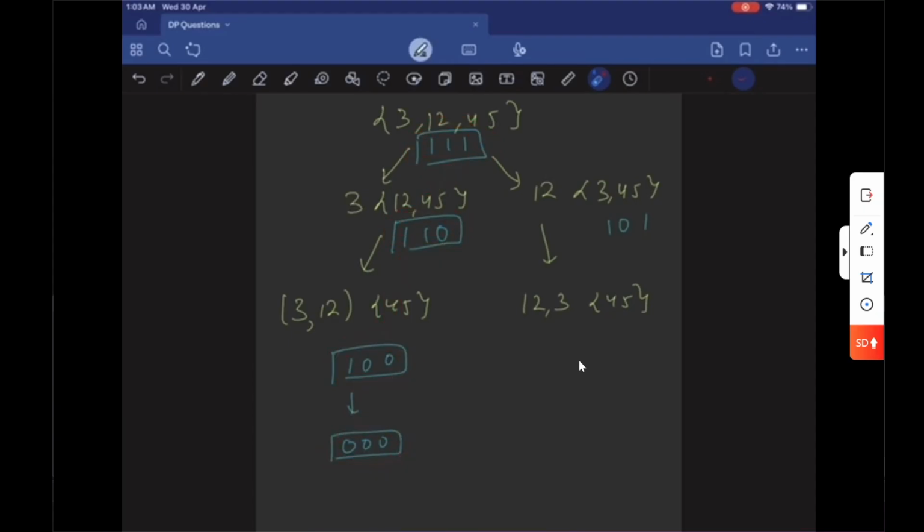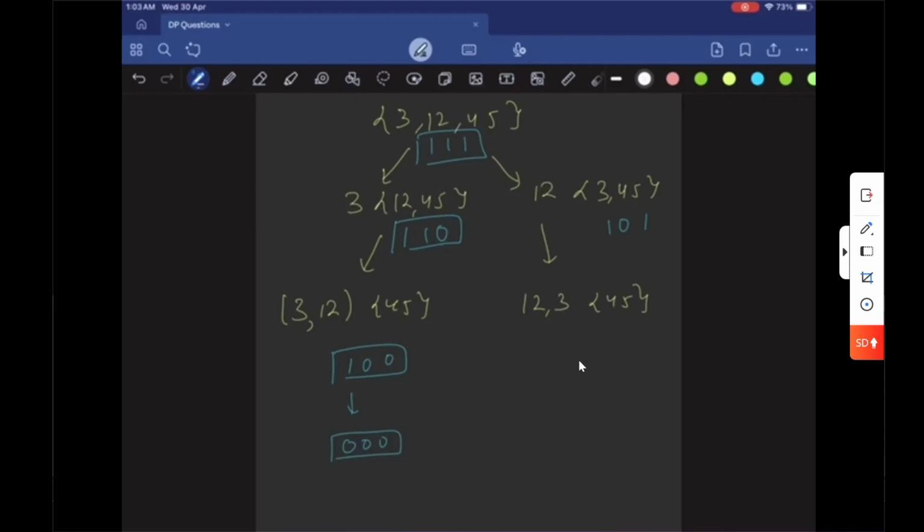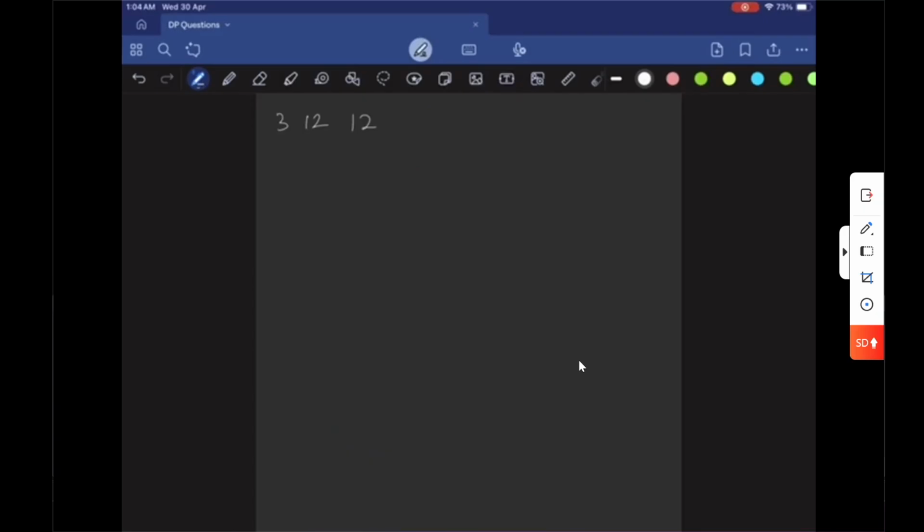Right? And the teacher from whom I also studied, he made a very beautiful explanation of this. Say I had 3, 45 and 12, right? And after sorting it, I had 3, 12 and 45, right?